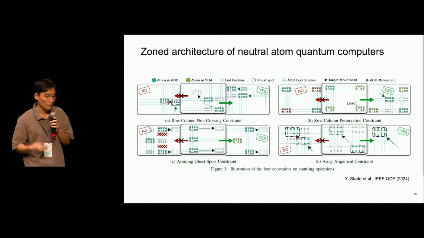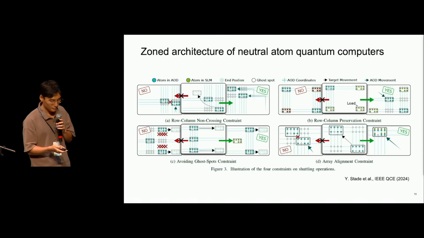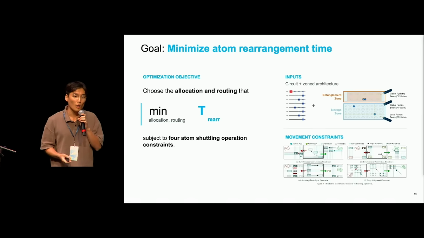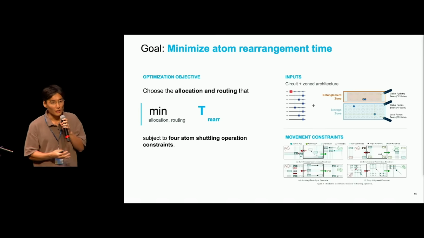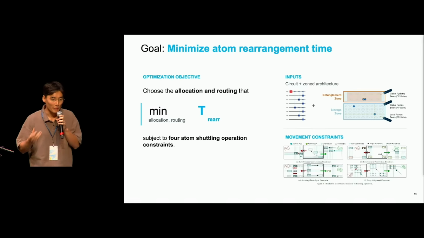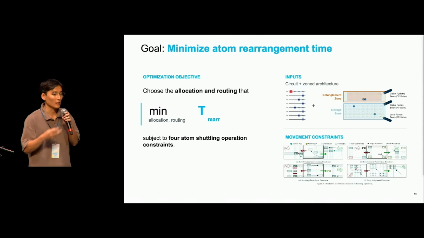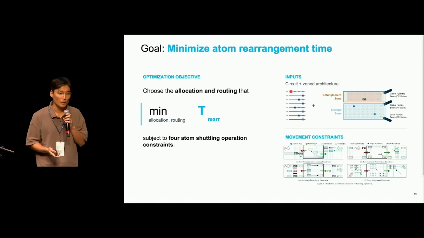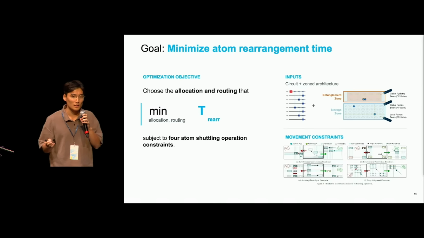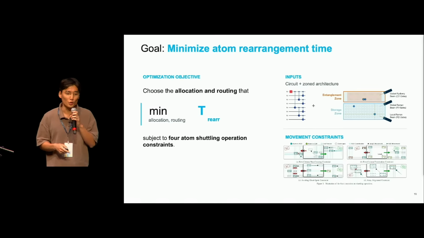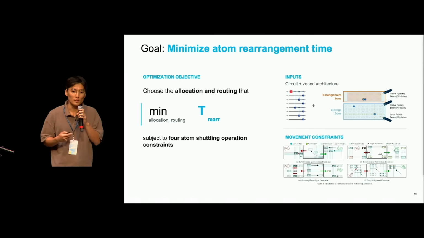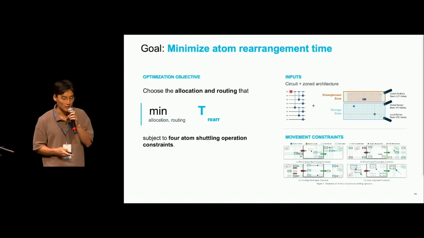So this leads us to a very interesting problem. Given the quantum circuit and the zoned architecture, what is the optimal allocation and routing of the qubit atoms such that the rearrangement time can be minimized while satisfying the atom movement constraints? It's a very challenging problem where the solution space is very vast, and it's also really important for neutral atom quantum computers. And that's why we choose this as the first problem to discover better solutions with our agentic system, SMART.